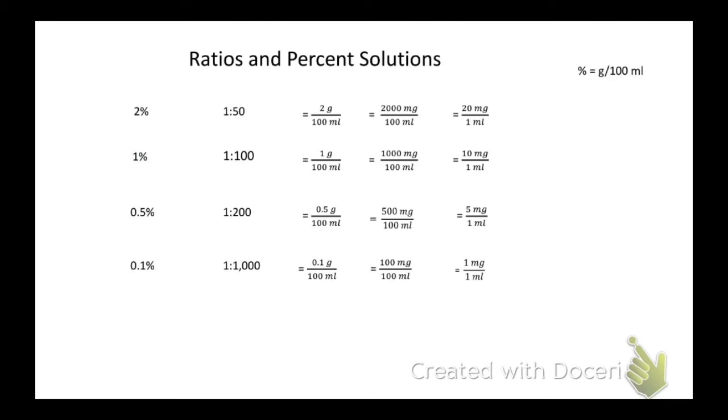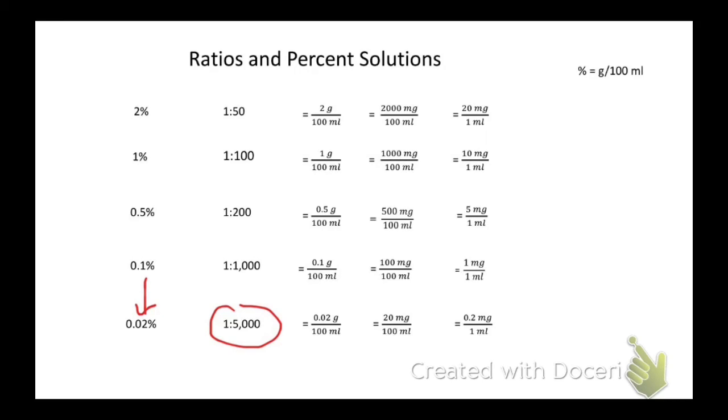If we go to 0.1%, that's 1 in 1,000, because we've gone down a factor of 10. That's 0.1 gram per 100 mLs, 100 milligrams per 100 mLs, and that simplifies to a 1 mg per ml solution. A very common solution that you'll see in a lot of laboratories. Then the last one is 0.02%. That's actually a 1 to 5,000. So notice we've gone down by 5-fold here.